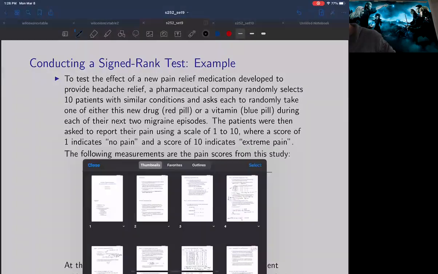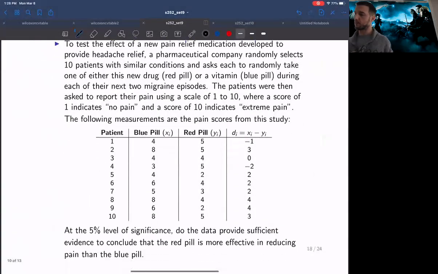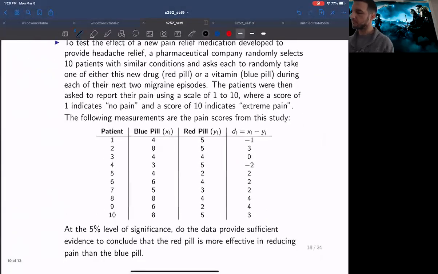Okay, so let's see an example of this now. To test the effect of a new pain relief medication developed to provide headache relief, a pharmaceutical company randomly selects 10 patients with similar conditions and asks each to randomly take one of either this new drug, which we call the red pill, or a vitamin, which we call the blue pill, during each of their next two migraine episodes. The patients were then asked to report their pain using a scale of 1 to 10, where a score of 1 indicates no pain and a score of 10 indicates extreme pain.